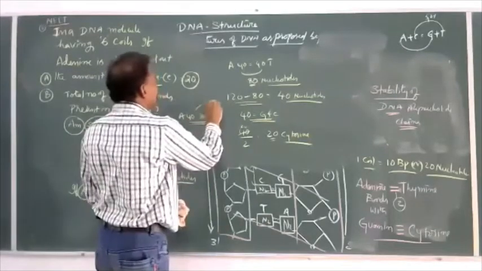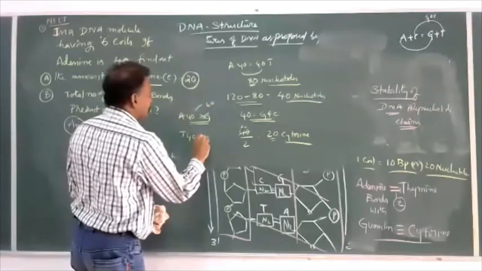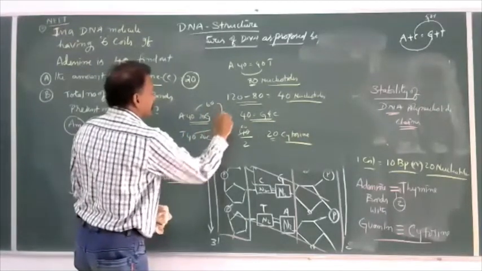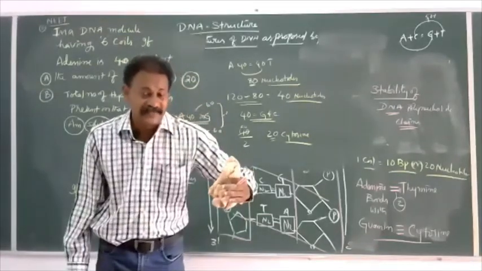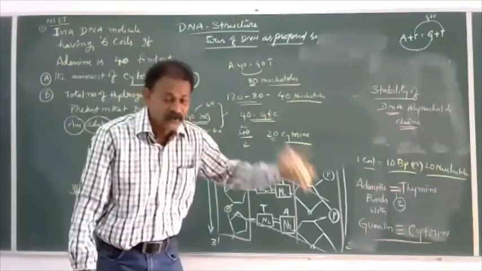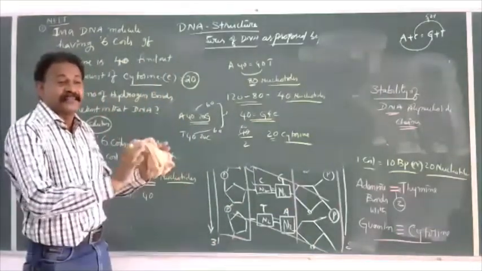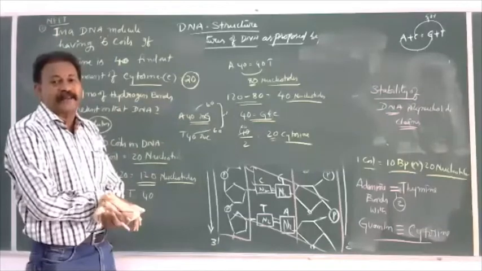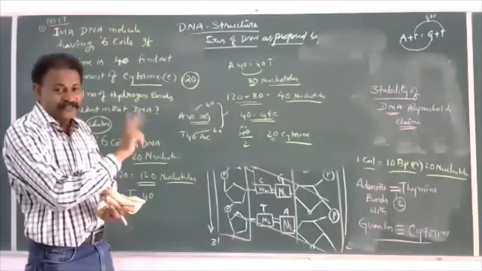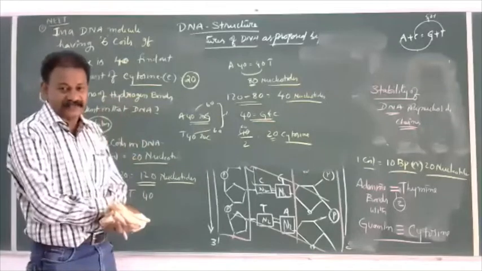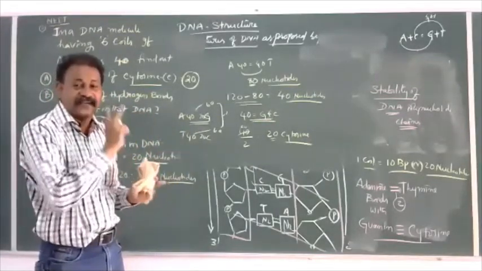60. Thymine is 40, cytosine is 20, 60. Both is equal to 1. So the amount of purines is always equal to the amount of pyrimidines, and this is equal to 1 in a given sample of DNA. So both the purines, if we join, we should get 50%. Both the purines and both the pyrimidines, if we join, should get 50%.